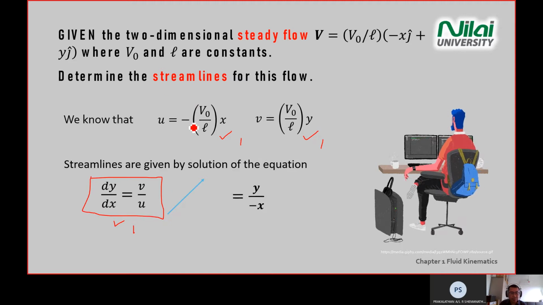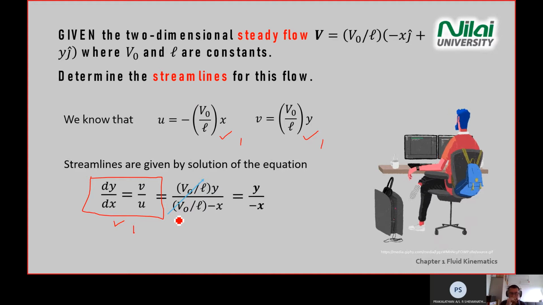Substitution inside there, sometimes no mark, sometimes have marks, because it's a very straightforward procedure. So if you substitute the u and v value inside this definition for streamline, you can take out the constant value. U0 divided by L is the constant value. Take out these two, you will get negative y divided by x. So this gives you 1 mark.